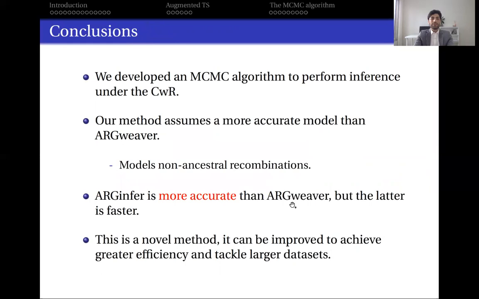In conclusion, we developed an MCMC algorithm to perform inference under the coalescent with recombination. Our method assumes a more accurate model than ARGweaver and models non-ancestral recombinations. ARGinfer is more accurate than ARGweaver, but ARGweaver is faster. This is a novel method, and it can be improved to achieve greater efficiencies and tackle larger datasets.